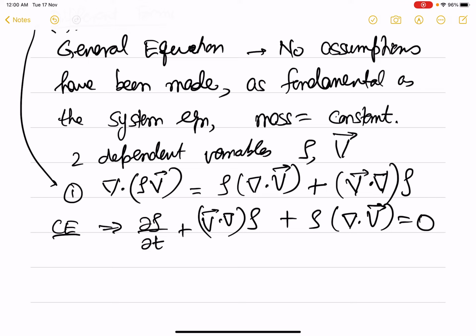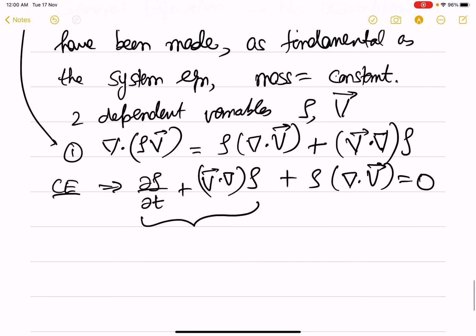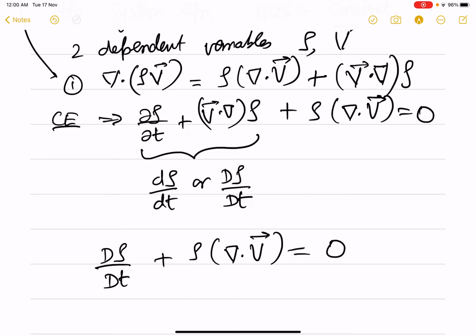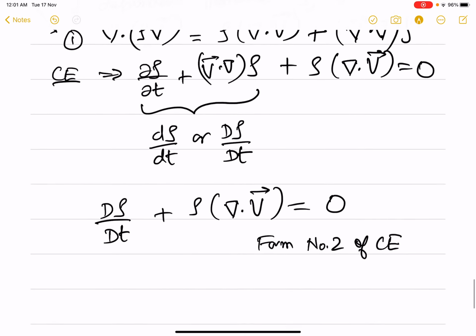Del dot v is a scalar, v dot grad is an operator. But we also know, again on the basis of last class, that the combination of these two terms is what gives us the total derivative of density. And so the second form of continuity equation which we get is d rho by dt plus rho times del dot v is equal to 0. So this is form number 2 of the continuity equation.